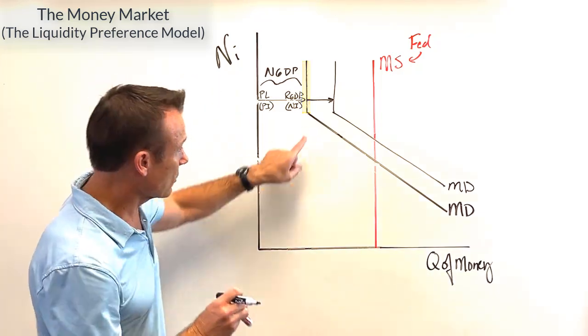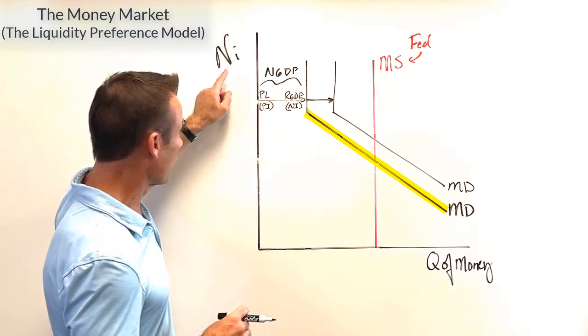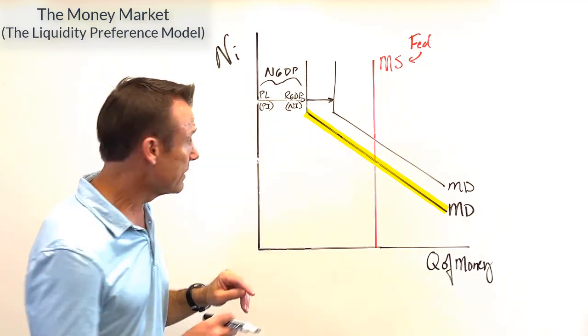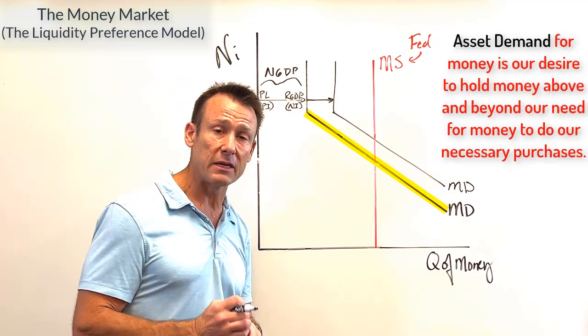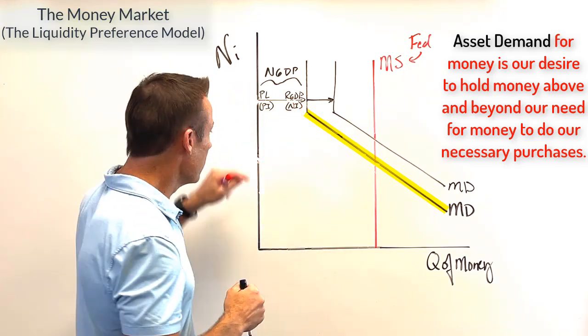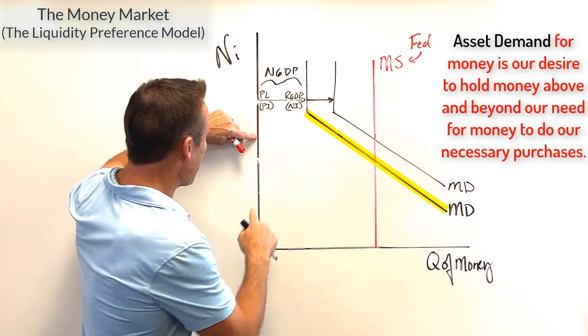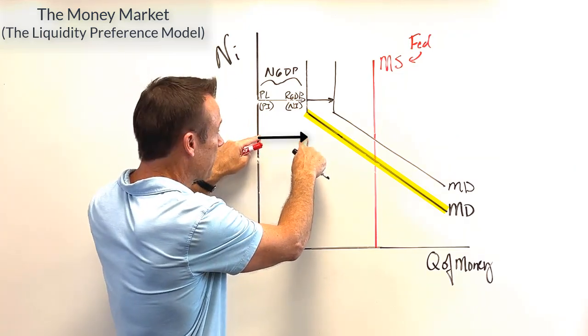Next, all right, let's talk about this portion of the money demand curve. It's the sensitive portion, okay, to the nominal interest rate, and it is our desire to hold money above and beyond our need to hold money to do these basic transactions. So take an interest rate like right here. At that interest rate, this distance, just right there, that's our transaction demand for money.